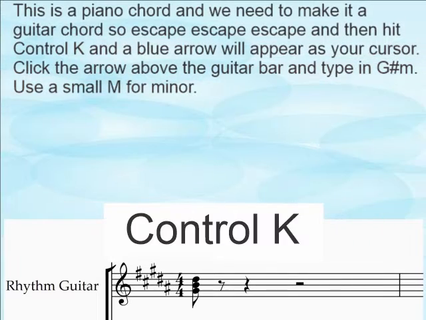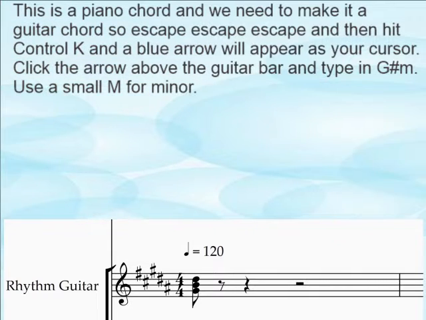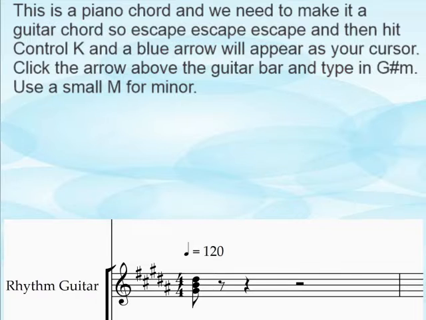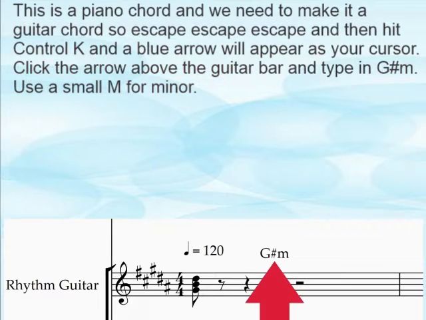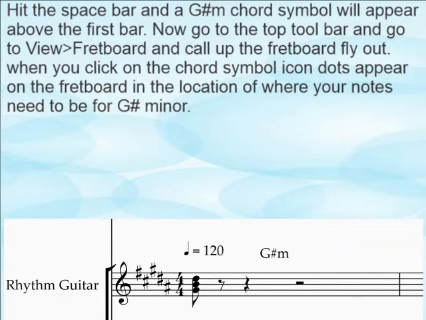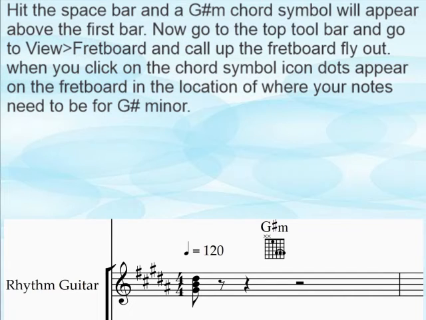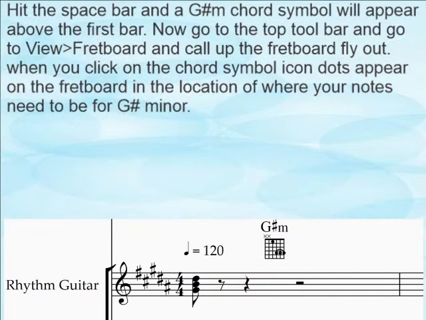then hit Ctrl K and a blue arrow will appear as your cursor. Click the arrow above the guitar bar and type in G sharp small m. Use a small m for minor. Hit the space bar and a G sharp minor chord symbol will appear above the first bar.